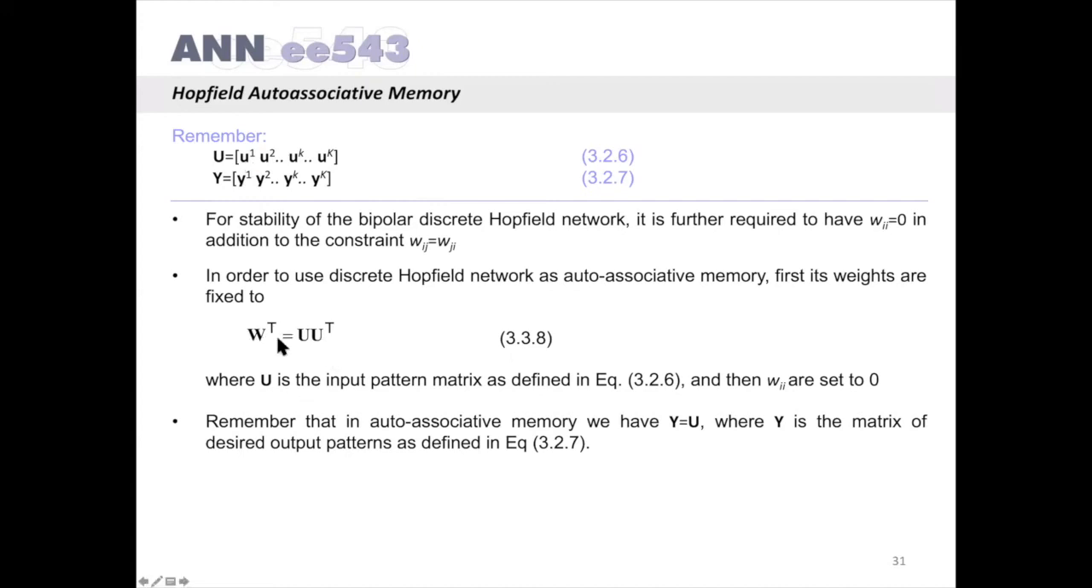After calculating U U transpose, we are setting each diagonal entry Wii to 0. Remember that in auto-associative memory, we have Y equal to U, where Y is the matrix of desired output patterns as defined in this equation. So it will remember these stored patterns as the output.